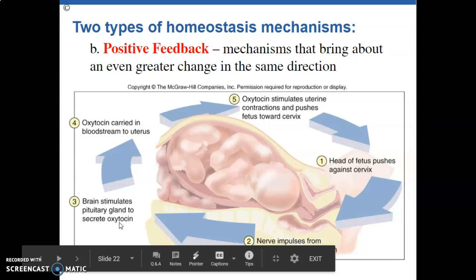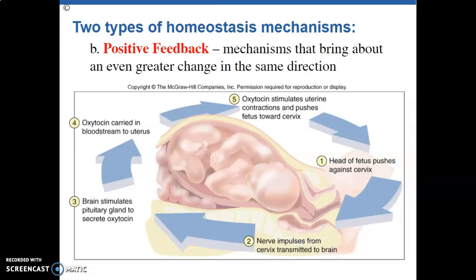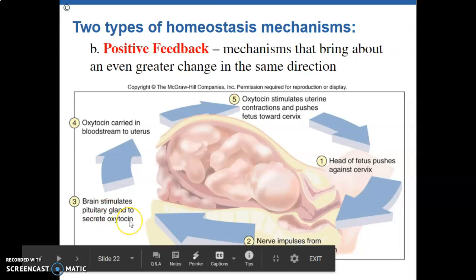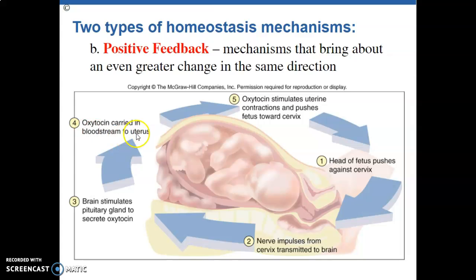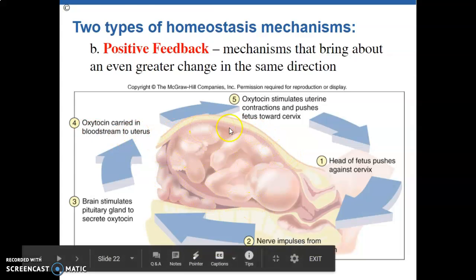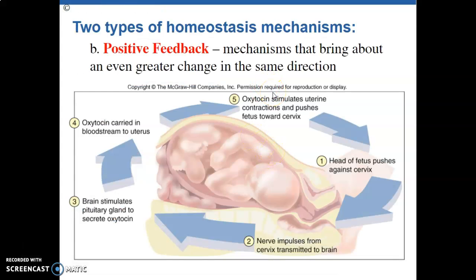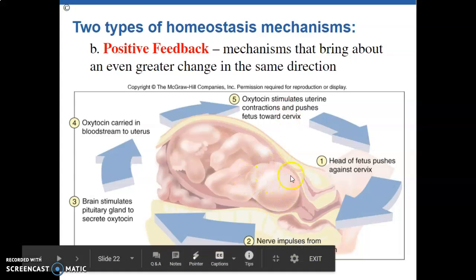Remember, hormones float through our bloodstream and they act on distant sites. So this hormone, oxytocin, is going to float through the bloodstream. The oxytocin is carried through the bloodstream to the uterus. This is the uterus. The oxytocin is then going to stimulate uterine contraction and push the fetus even further through the cervix. So see how the initiating event was the head pushing on the cervix, and that had the effect of secreting oxytocin, which stimulates contractions of the uterus, pushing the baby even further out of the uterus.